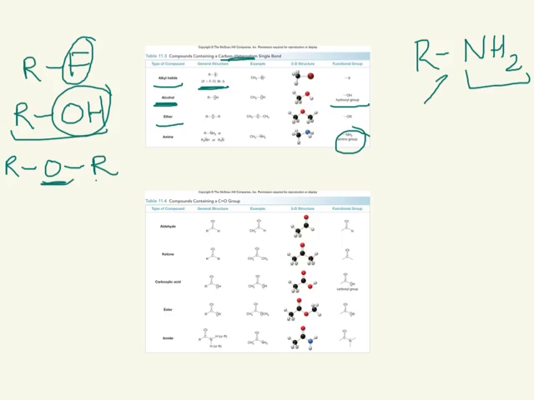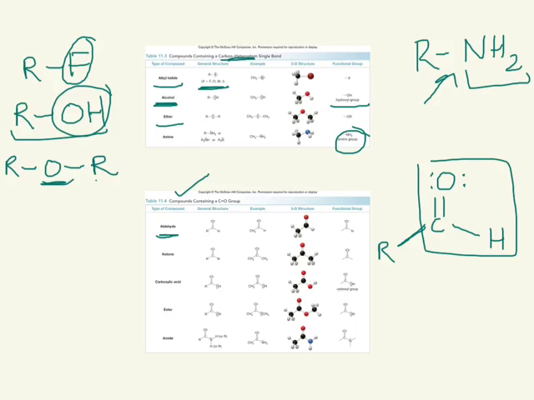So what functional group is present in this compound? Amino. The next category is the compounds that contain a C double bond O group, which is also known as the carbonyl group. So let's look at the very first example, which is aldehyde. So we have this carbonyl group. This is known as the carbonyl group. And if we have carbons on one side and hydrogen on the other side, then this functional group here is known as the aldehyde functional group.